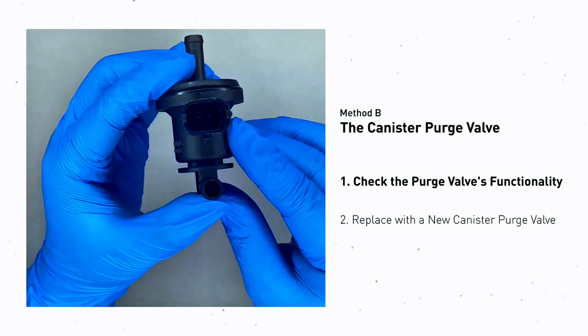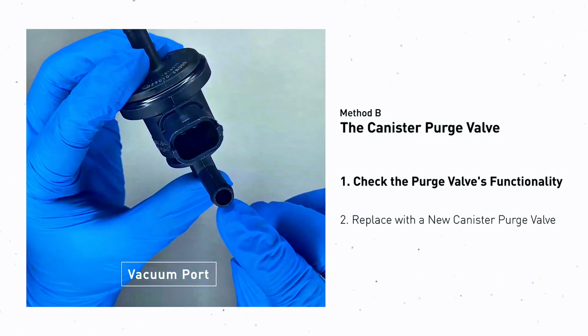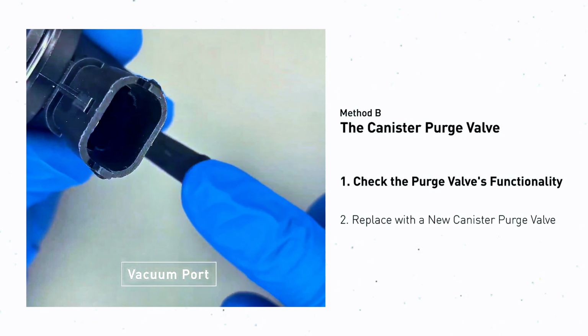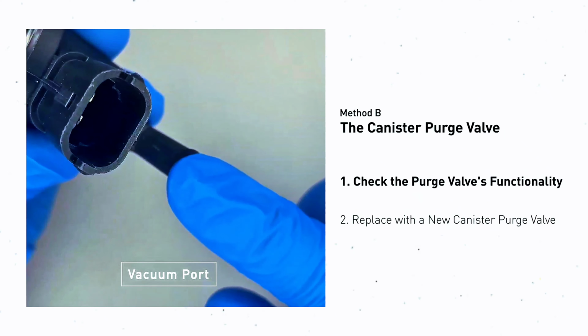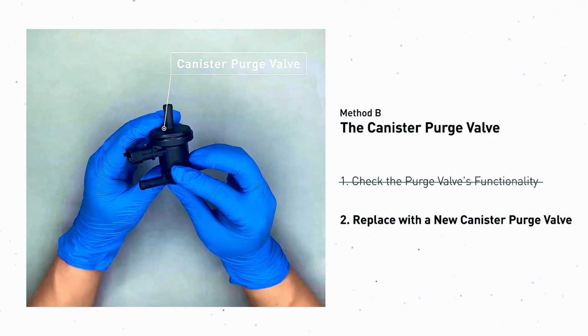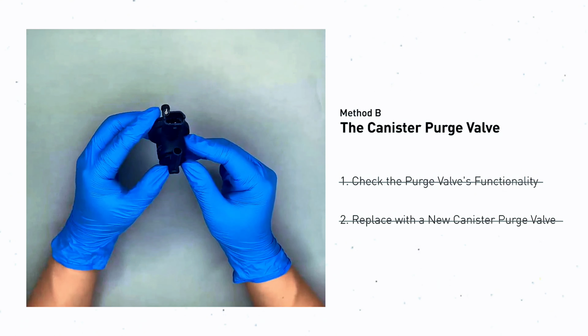Gently press your fingertip against the vacuum port to test how it's functioning. If you feel a continuous suction pulling on your finger, the valve is stuck open and needs to be swapped out for a new one. Simply unbolt the old purge valve and swap it out with a brand new replacement part.